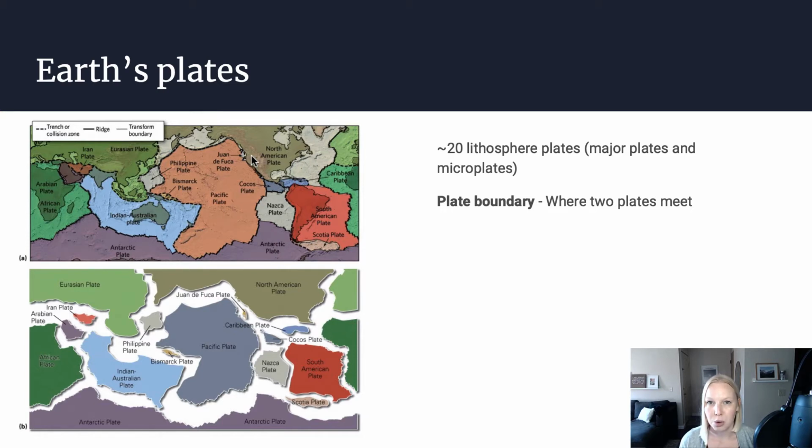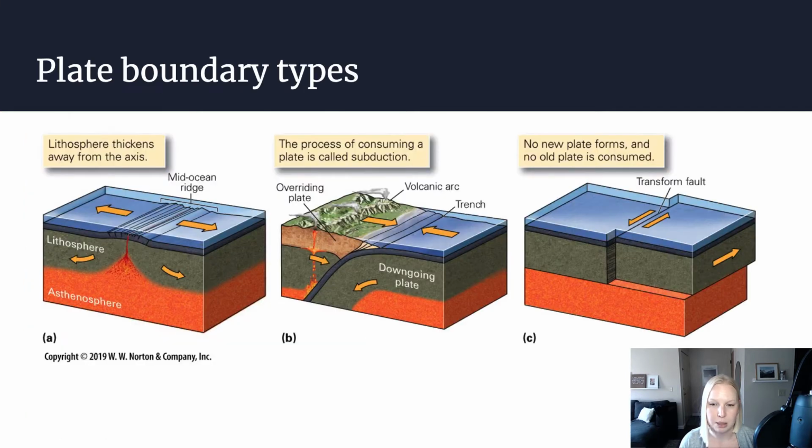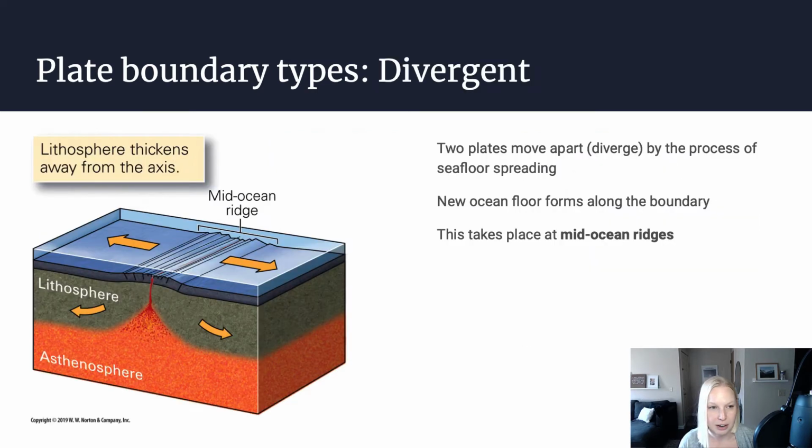Anywhere where two or more plates meet, we call that a plate boundary, and they come in a few different types. We have divergent plate boundaries, where plates are being pulled apart and new crust is being formed. We have convergent boundaries, where plates are being pushed together, and one of those ends up having to be subducted because there's nowhere else for it to go but down. And finally, we have transform plate boundaries, where we have two plates that are sliding side by side. So let's talk about each of these scenarios in detail.